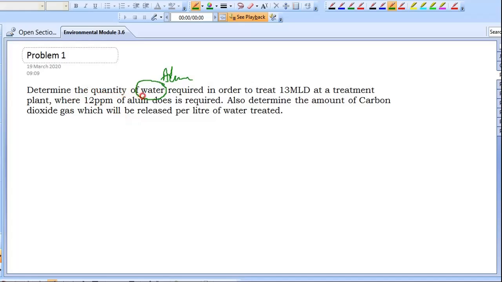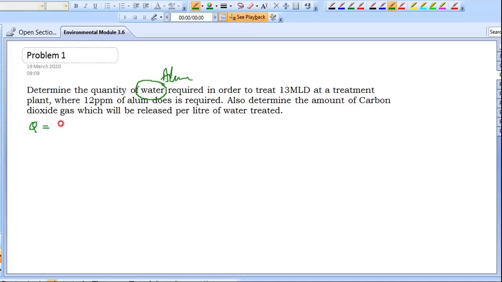Determine the quantity of alum, it's not water, alum required in order to treat 13 MLD at a treatment plant. 13 MLD means what? 13 million liters per day at a treatment plant where a 12 ppm alum dose is required. Also determine the amount of carbon dioxide gas which will be released per liter of water treated. Now here the quantity is given.